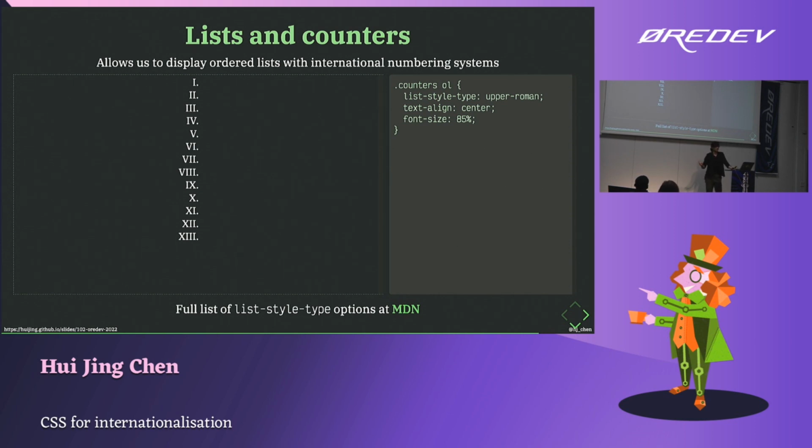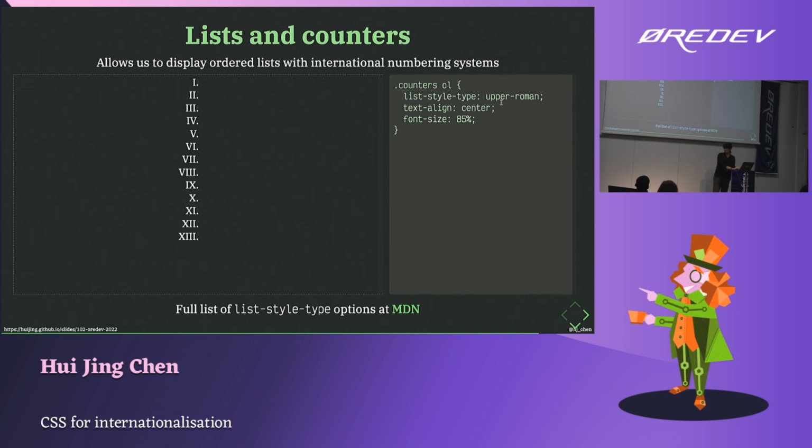Another thing that CSS can do on the internationalization front has to do with lists and counters. So numeral systems are writing systems for expressing numbers, right? So even though the most commonly used system of numerals is the Hindu Arabic numeral system, like 0, 1, 2, 3, which we see a lot every day, CSS allows us to display ordered lists, the OL element, with a lot of other numeral systems in the world.